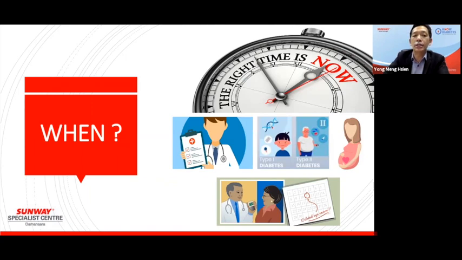Another group of patients is diabetic patients who are planning for pregnancy. They should have their eyes examined prior to conception. And if you are pregnant now, you need to have your eye check every trimester, which means every 3 months during your pregnancy.